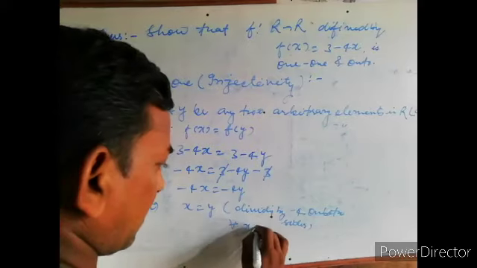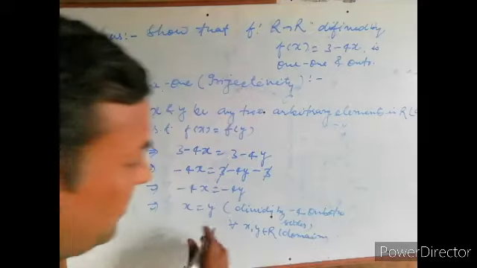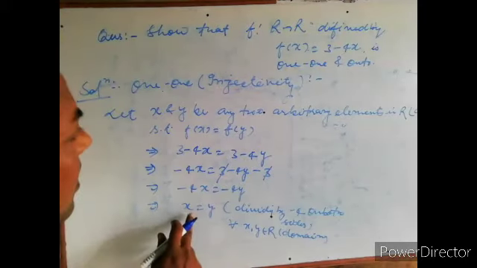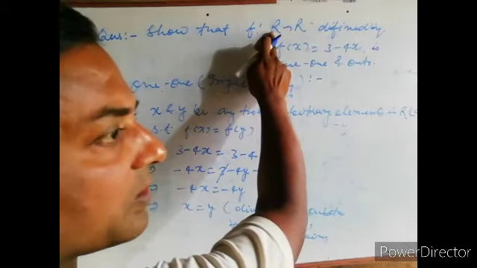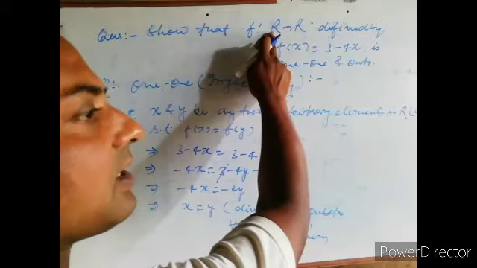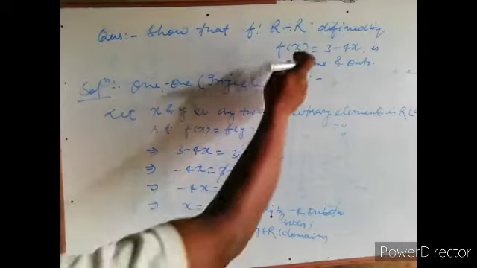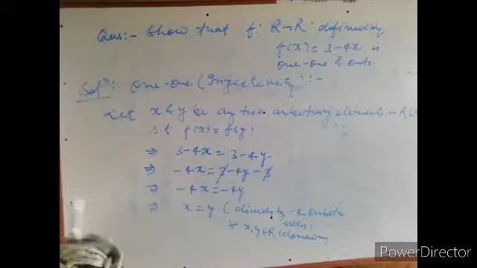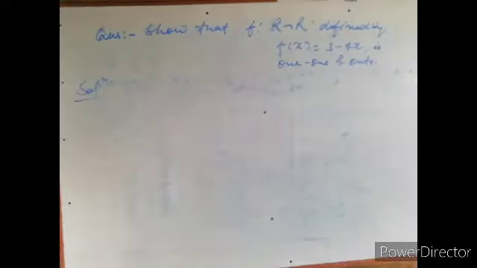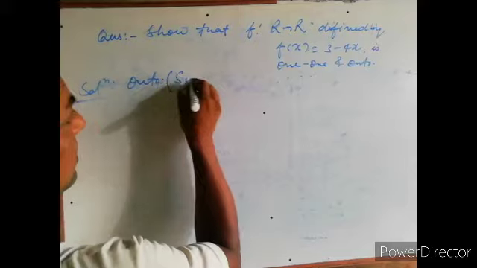For all x, y belongs to R, that is domain, means different elements of set R had their different images in set R, that is codomain, and hence this function f from R to R is one-one function. Now second, onto function. Means how can we prove that this function is onto function? Onto, that is surjectivity.